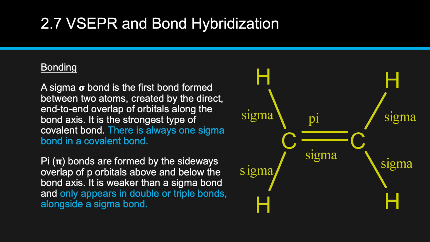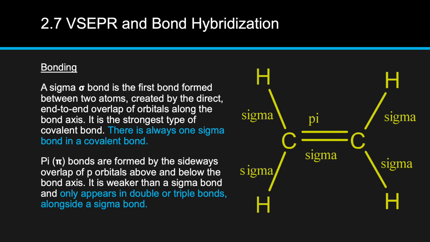So within a covalent molecule, you have two types of bonds. You have sigma bonds and pi bonds. A sigma bond is the first bond formed between two atoms. It comes from the end-to-end overlap of the orbitals along the bond axis. So if two atoms come together to share an electron, that first connection that they make, which is a head-on overlap, would be the sigma bond.